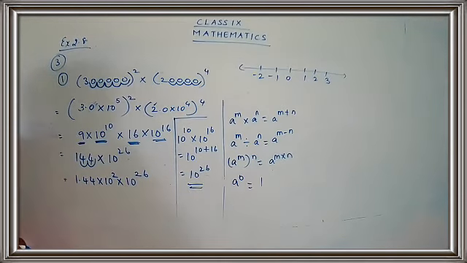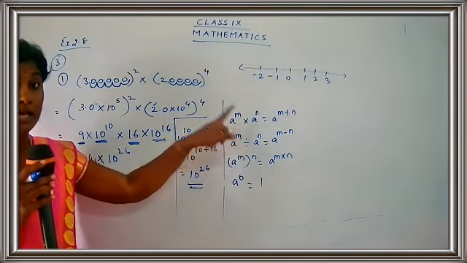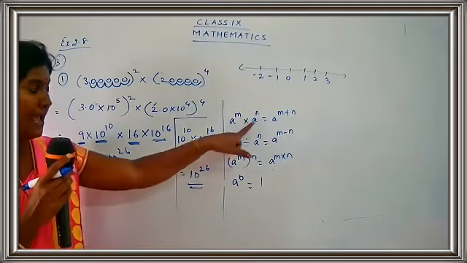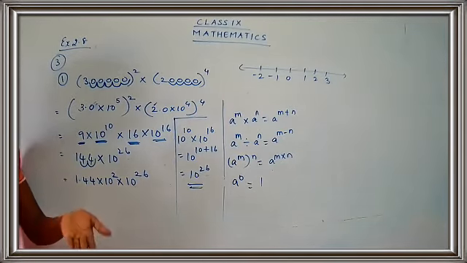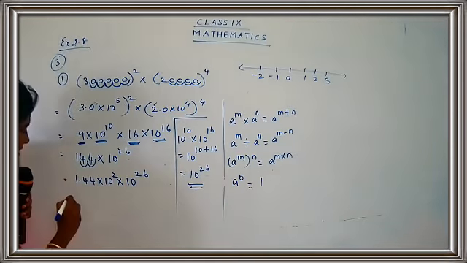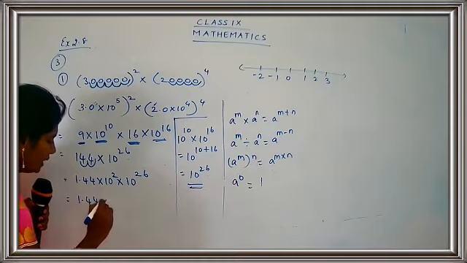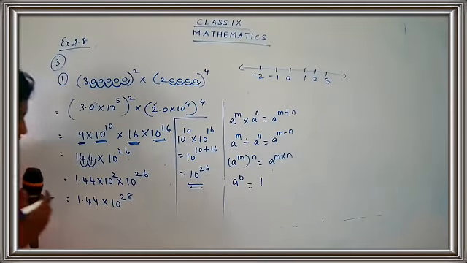Now I just hope that you can apply the laws directly. Now this is a raised to m into a raised to n. Remember children, you can apply this law if the bases are the same. Here it's 10, 10. If the bases are the same, I can apply the law. If the bases are different, I cannot apply the law. Okay children? So I get here 1.44 into 10 raised to 28.